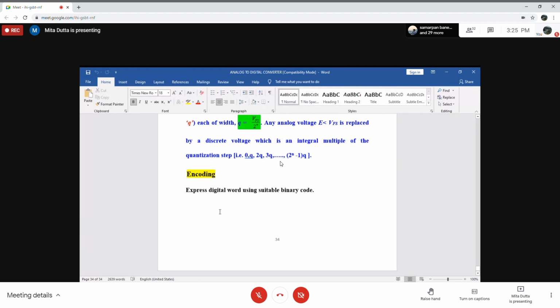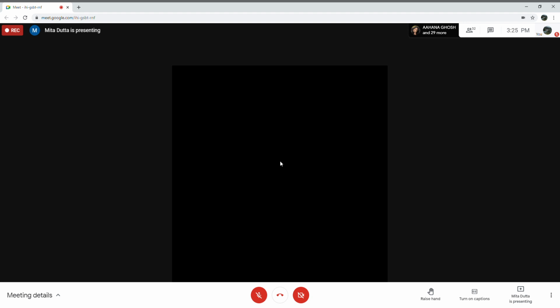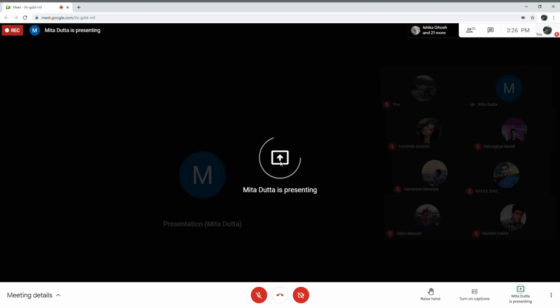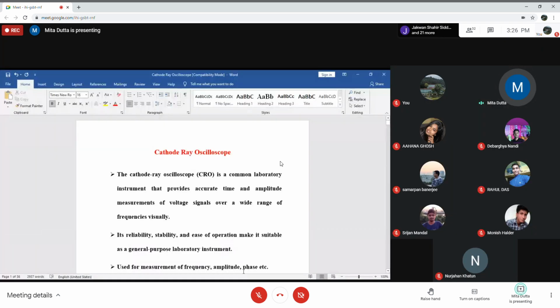So this is all about the analog to digital converter. Now we go for our next topic, which is the cathode ray oscilloscope.